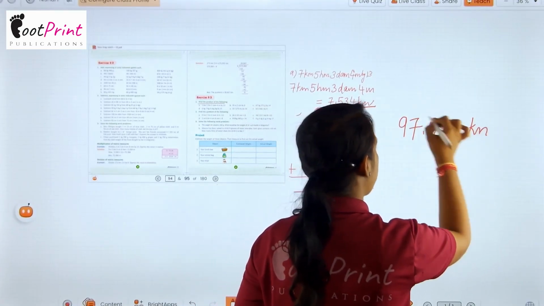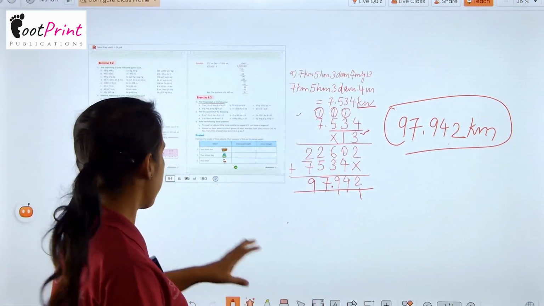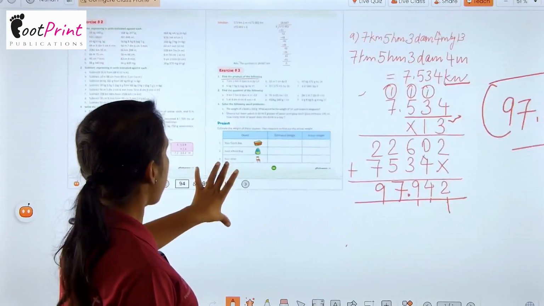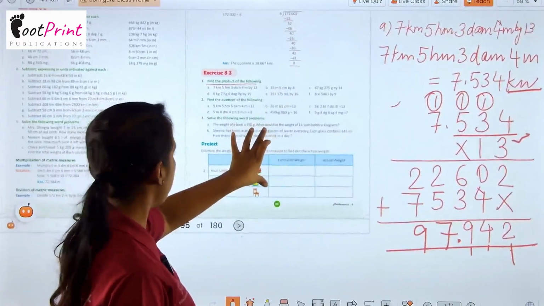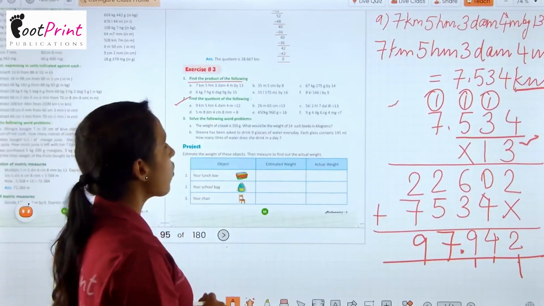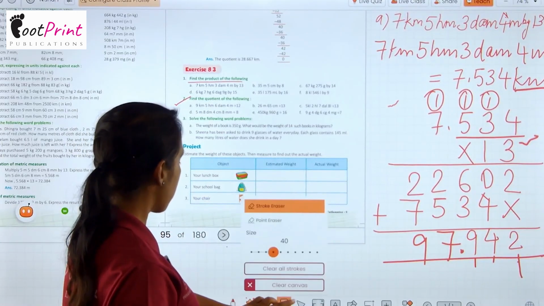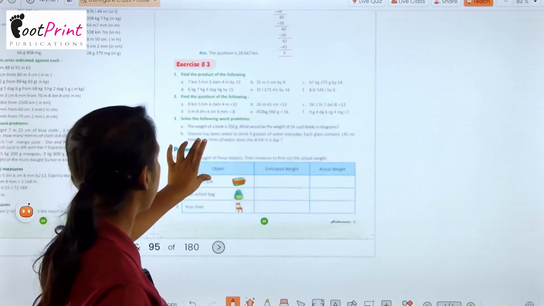Okay, so the answer will become 97.942 kilometer. So I have solved one question for you and the rest of the parts you will solve by yourself. Now we have question number 2, that is, find the quotient of the following. Here we have to find out the quotient, and that means we have to divide it.